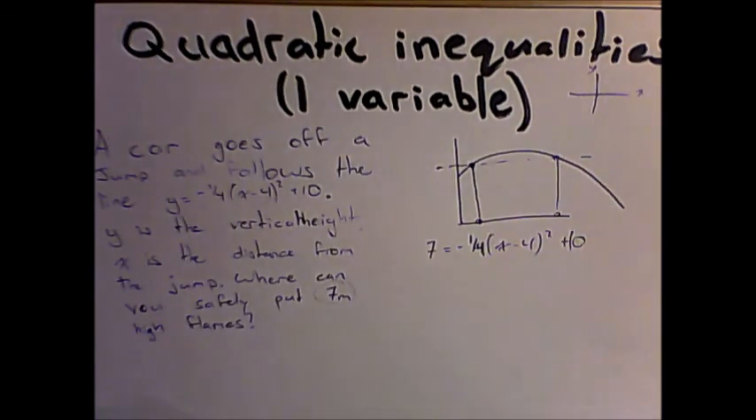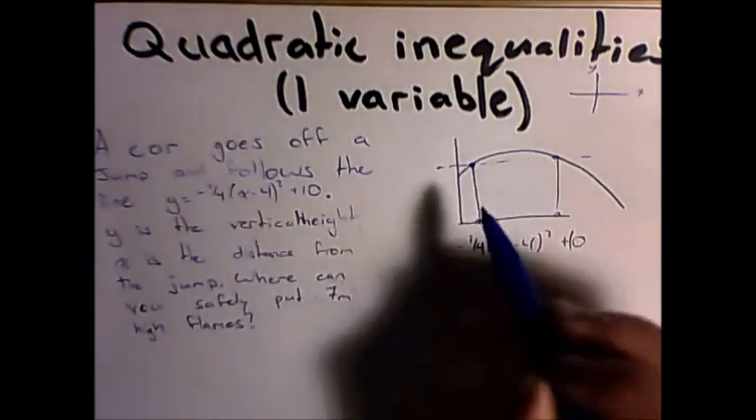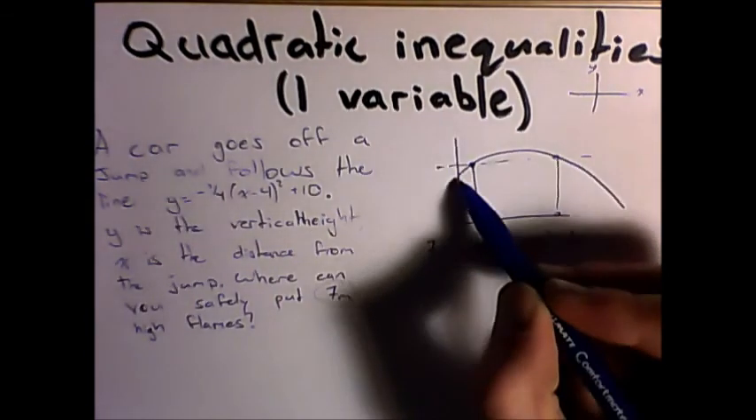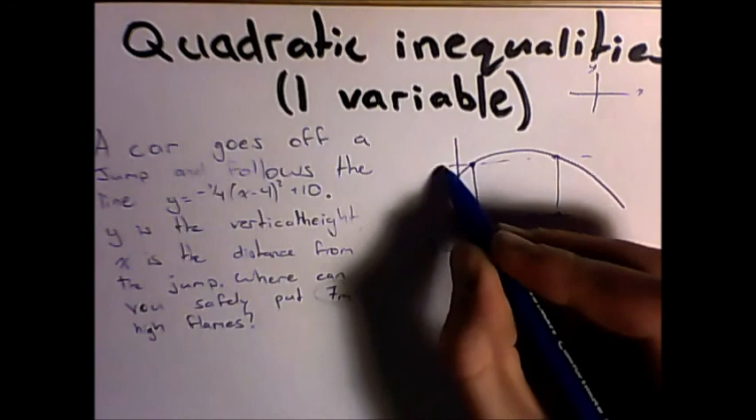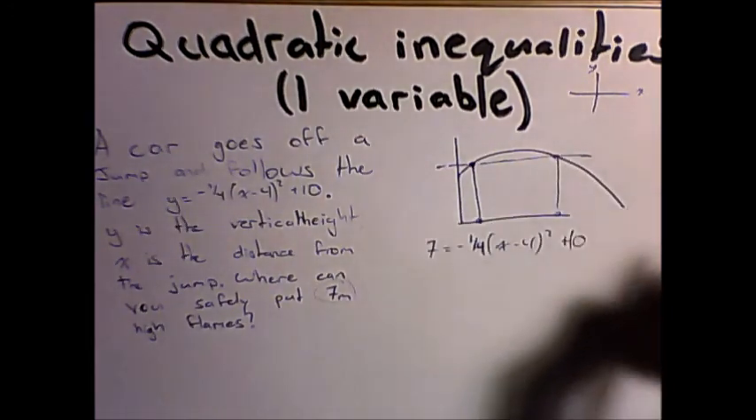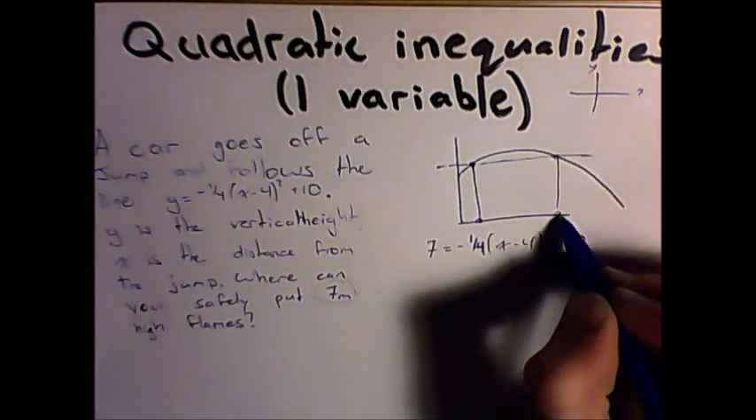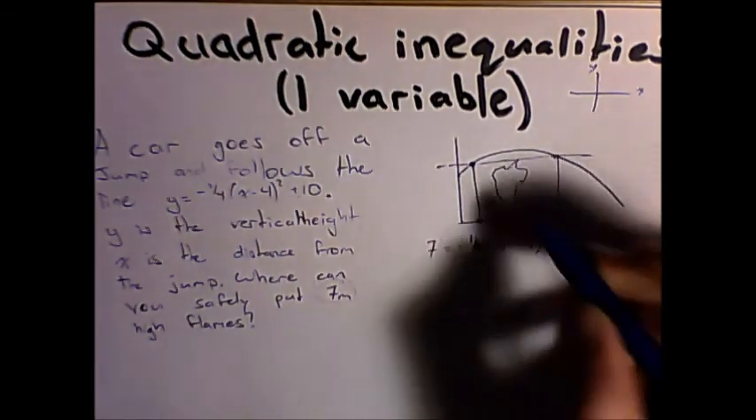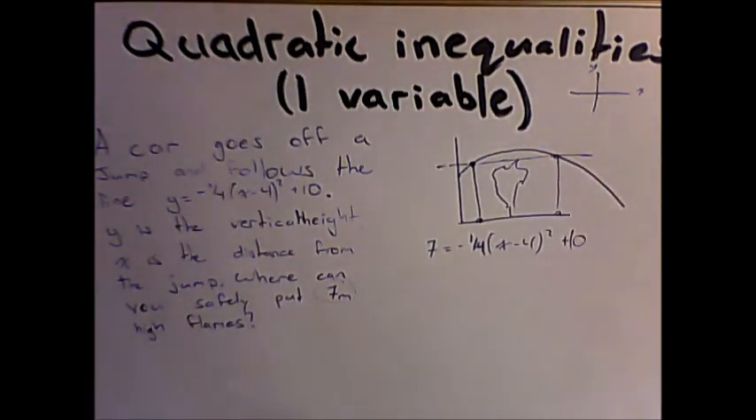Pretty cool, right? So here I've drawn out the shape, the arc that the car forms when it goes off the jump, 6 meters high, and here I've drawn a line 7 meters high. So we know that this is the area where we can put sweet flames and we won't burn the car.